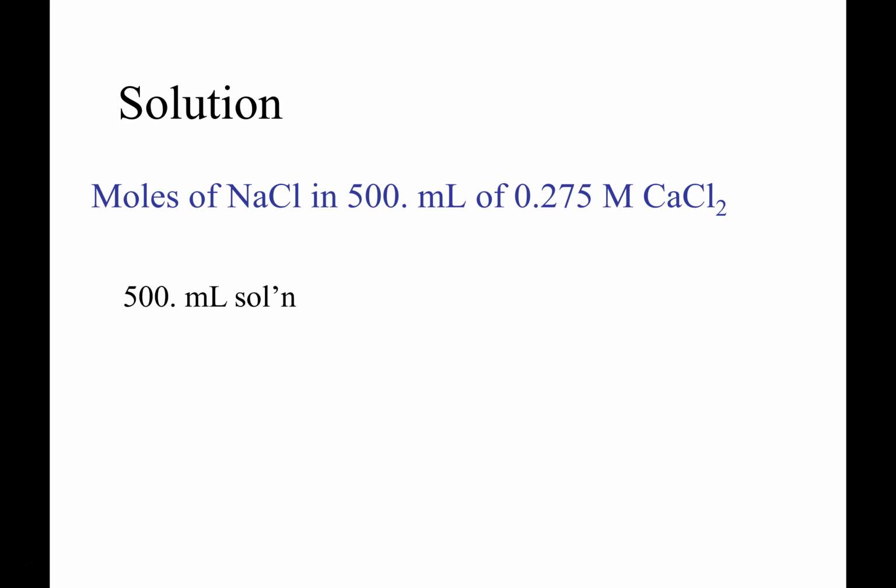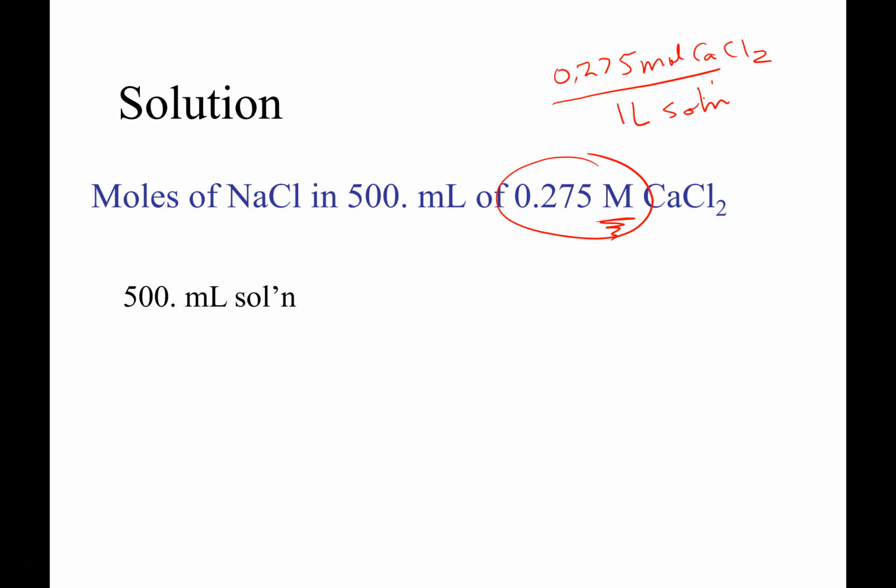If I start with my 500 milliliters again, well, a few things. I've been telling y'all, if you see a big M like that, know what it means. Know that the big M next to the 0.275 means 0.275 molar, which is moles of calcium chloride per 1 liter of solution. If you keep that in mind, you can use it as a kind of puzzle piece to work the problem.